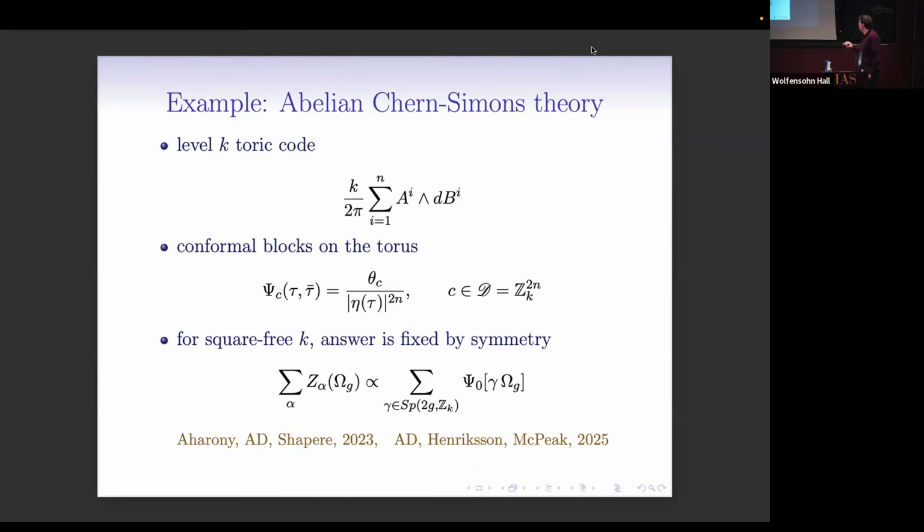And then in this case, you can ask, can we sum over topologies? Yes, you can do that. And in fact, it's easy to do, because if your K is square free, you actually don't have to sum over all possible topologies.